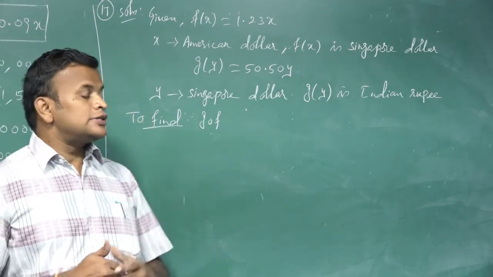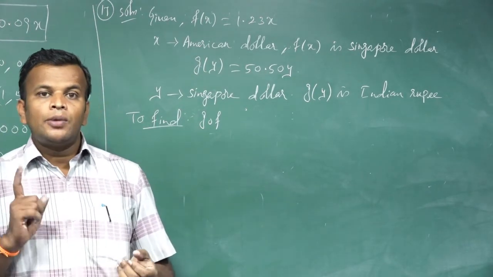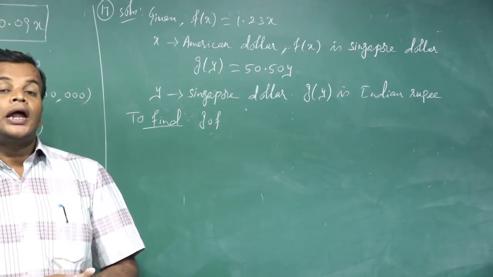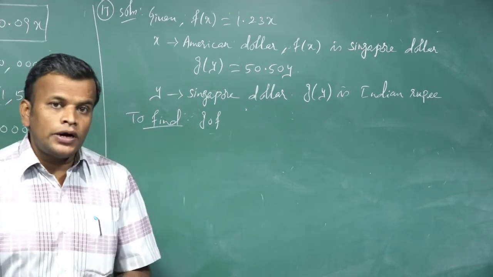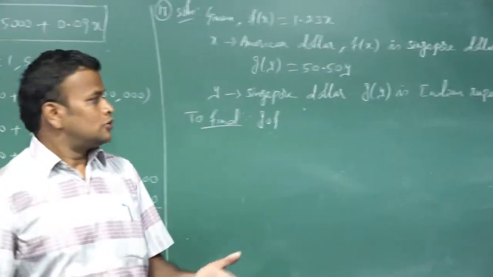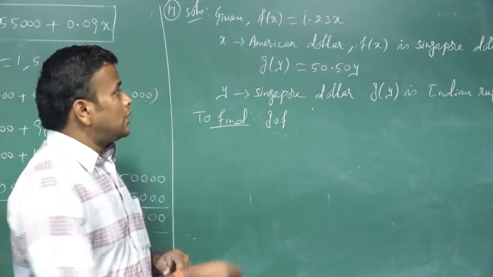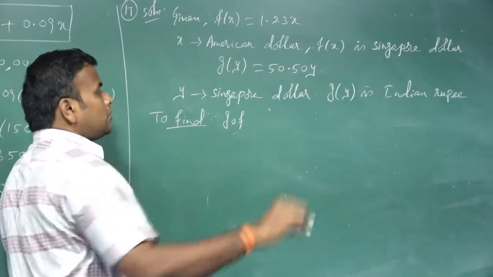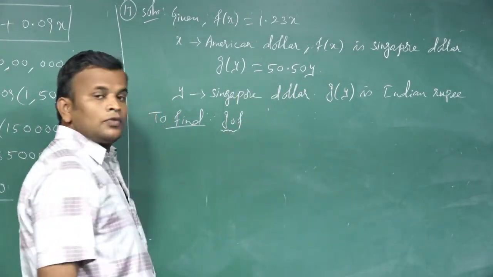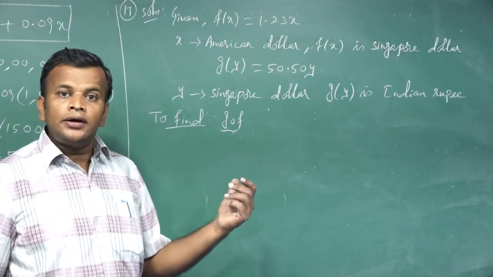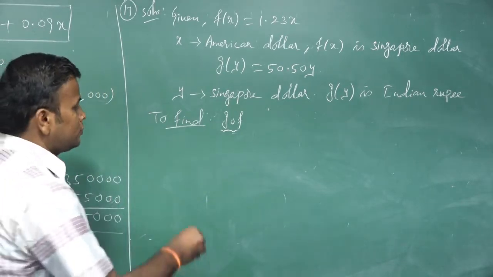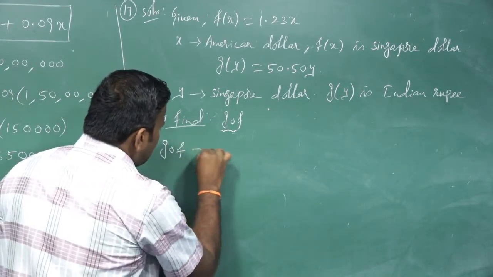That is, there will be three currencies involved here. The currencies are American dollar, Singapore dollar and Indian rupee. Now our question is to convert the American dollar in terms of rupees. That is the question. So now to find g dot f. Here f of x, g of y all are given in your question. But we identify what we find. To find the American dollar in terms of the rupees, that is to find g dot f. How to write g dot f?